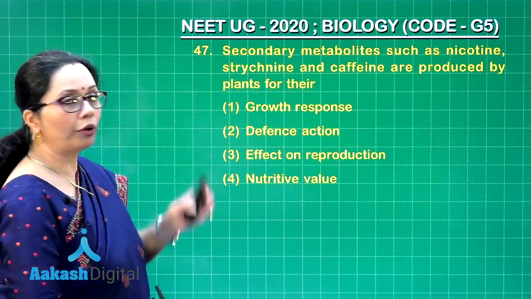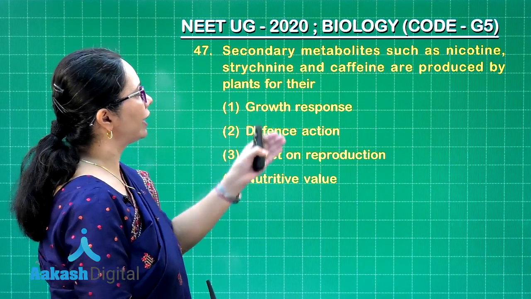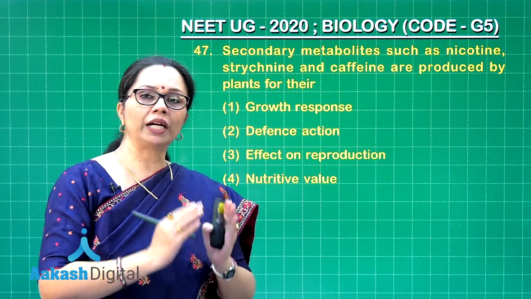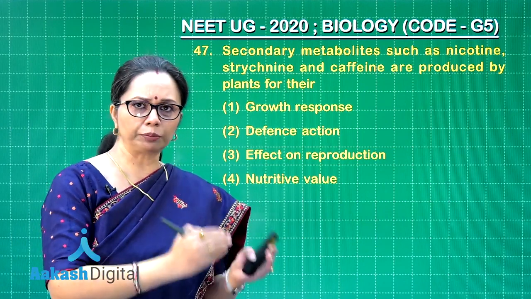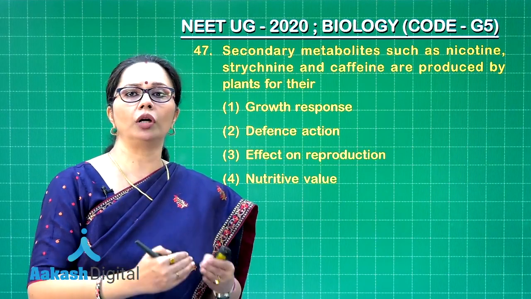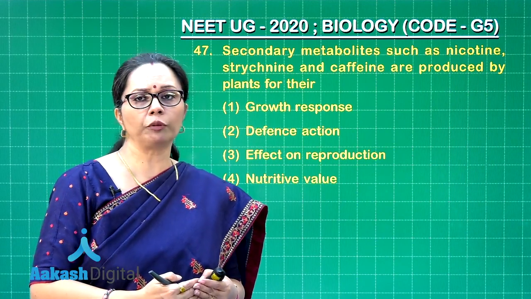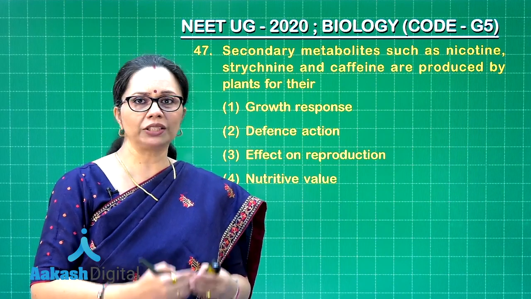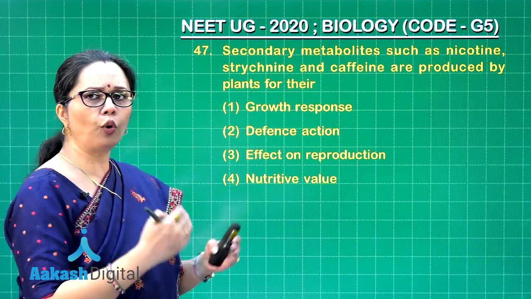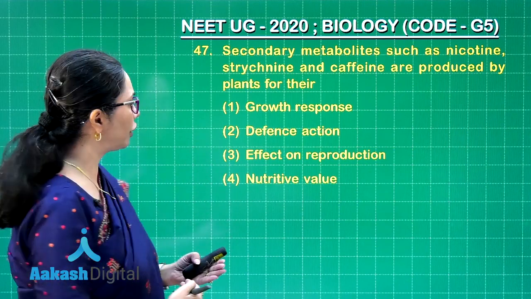So question number 47. Secondary metabolites such as nicotine, strychnine and caffeine are produced by plants for their. Now you see, a metabolite, that is any compound which is either a substrate or a product of a biochemical reaction inside a living system, is called a metabolite. Now these metabolites which are used in normal physiological functions of the body are the primary metabolites. So you see here the growth response, effect on reproduction, nutritive value, all these would be part of the primary metabolite function, that is normal physiological functions.